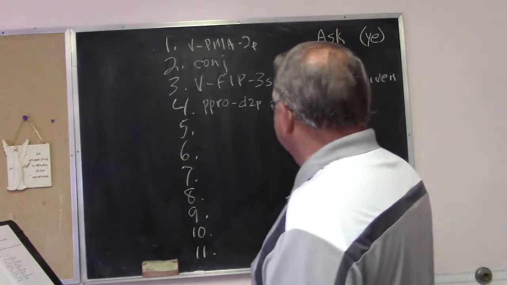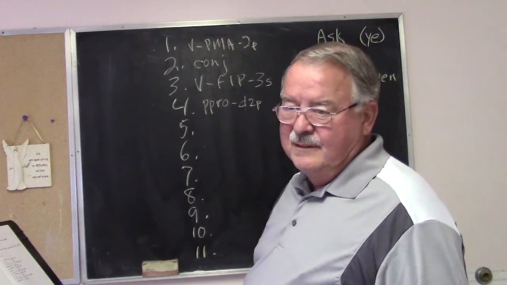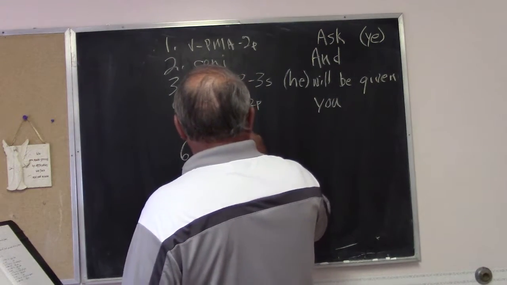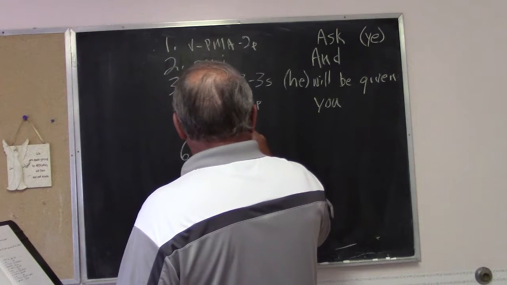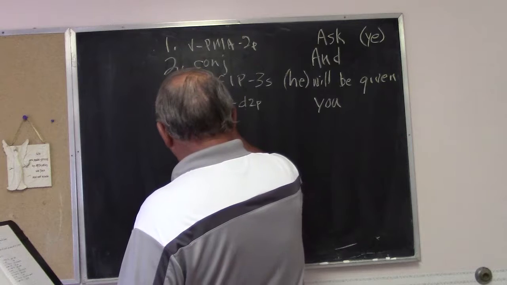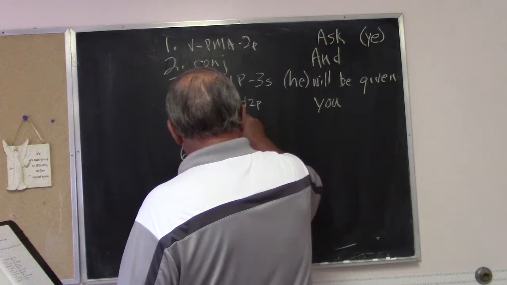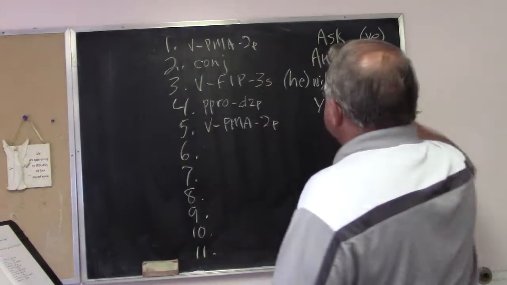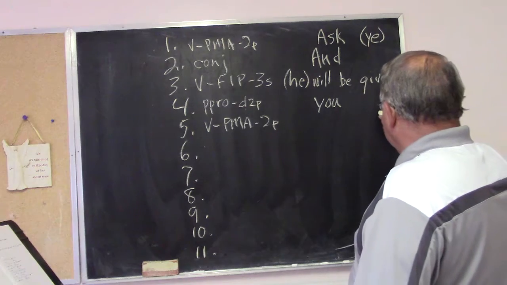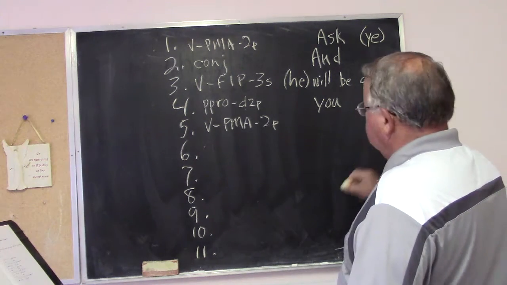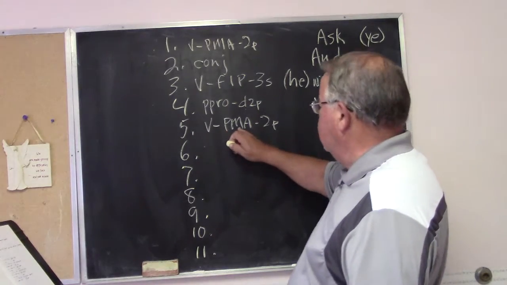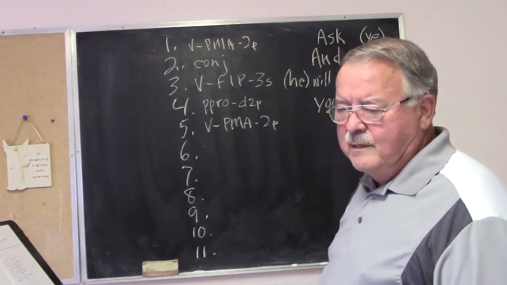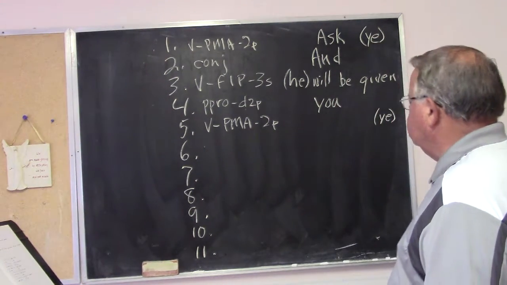Let's go to the next word. V-PMA-2P. Oh, we had one of those earlier. Second person plural, so we put ye afterwards. And what are we doing in this one? It's present, it's imperative, so it's a command, and it's active. So what is the operating word here for this verb?